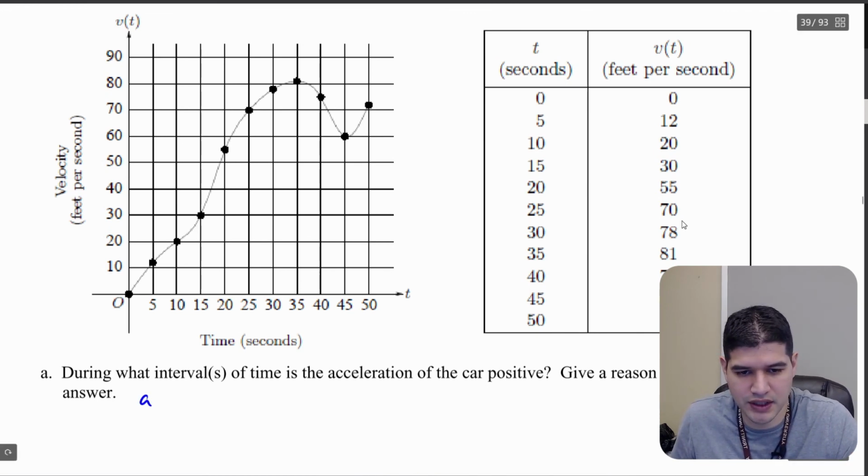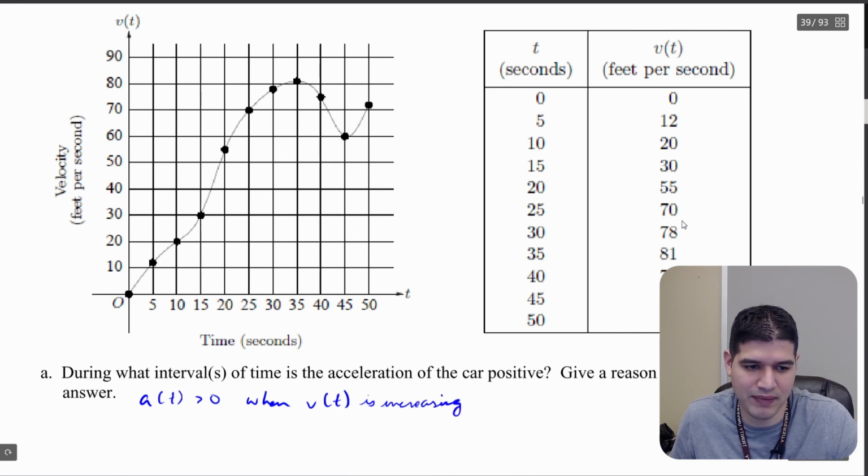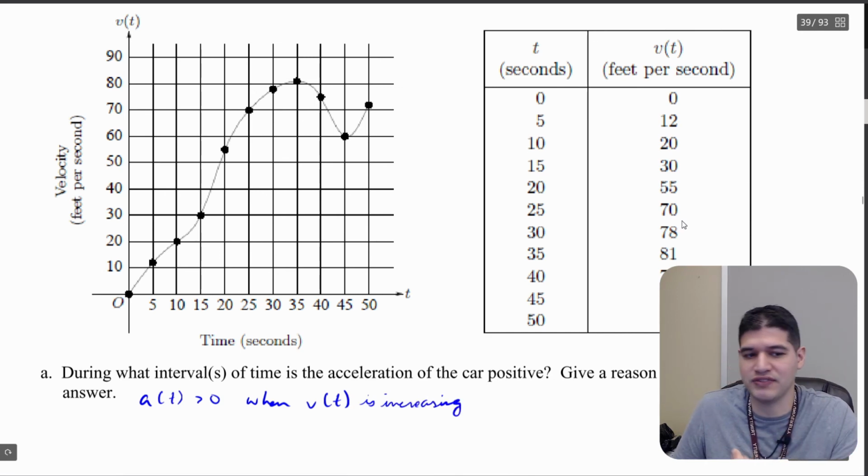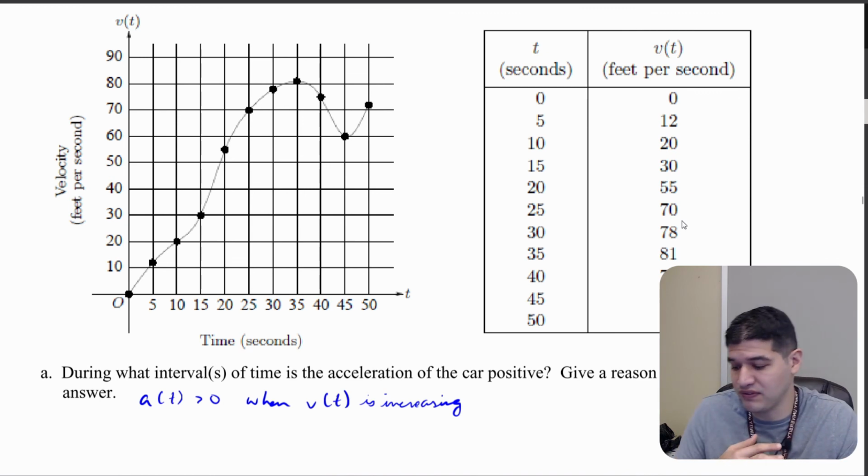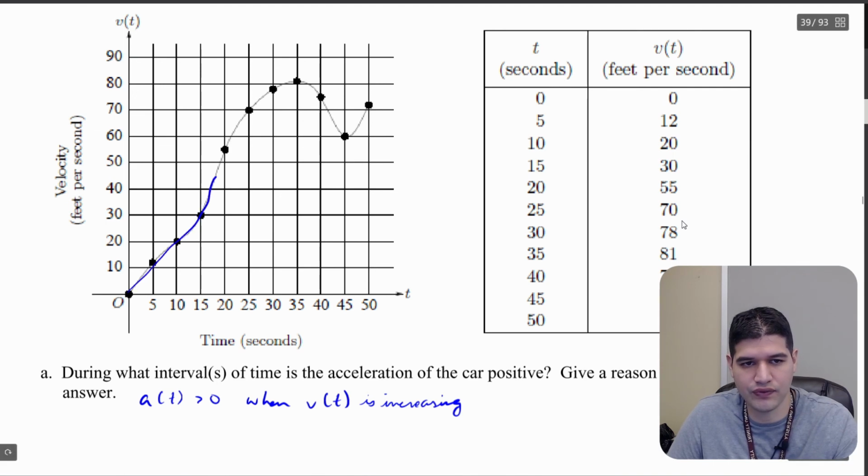Well, acceleration, so a of t, is greater than 0 when v of t is increasing. I'd like to just get my thoughts down, and in fact, that's just the justification that we're going to need to provide. So when is a of t greater than 0? Well, that's happening when this entire function is increasing. You can see it increasing pretty much this entire time from 0 to 35 and then 45 to 50. So that's going to be our answer, 0 to 35 and 45 to 50.